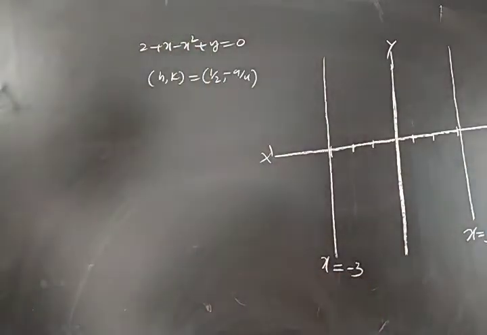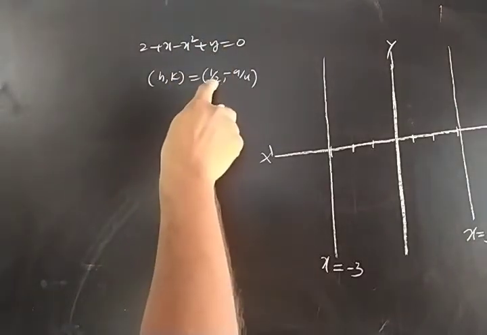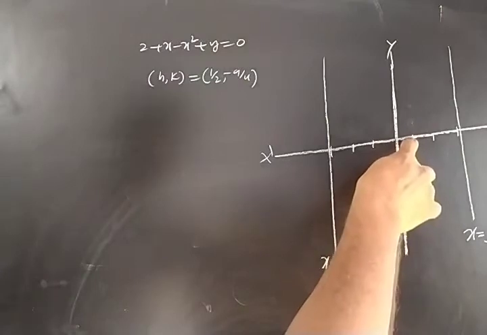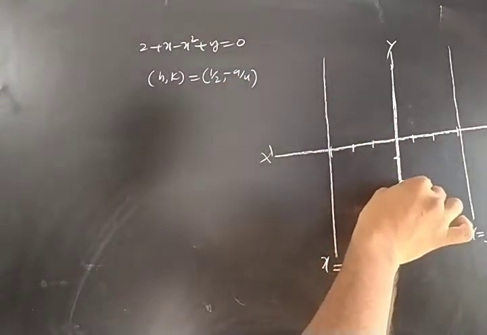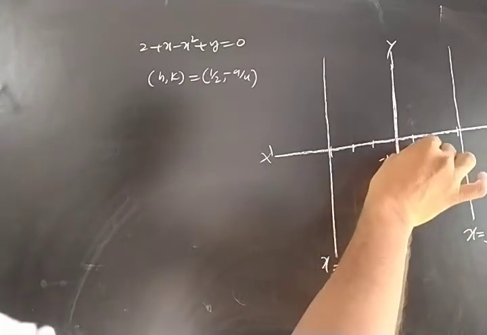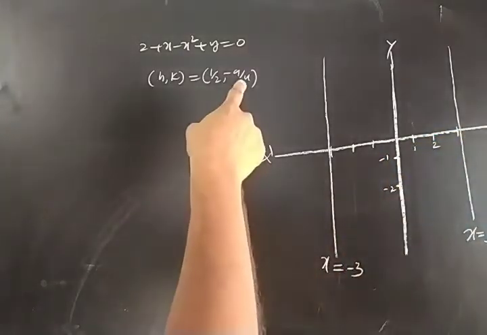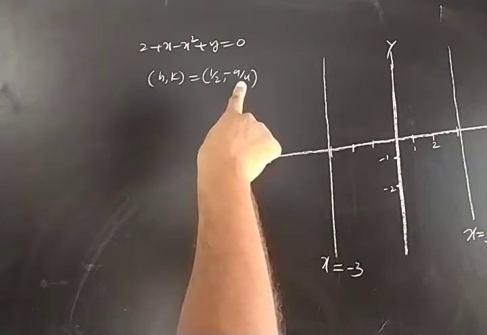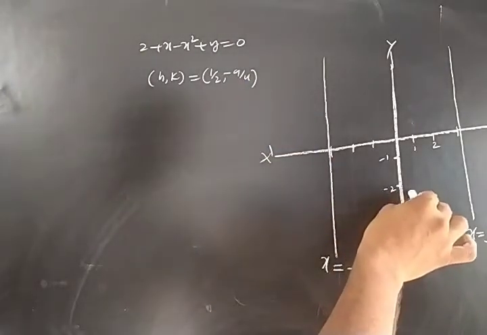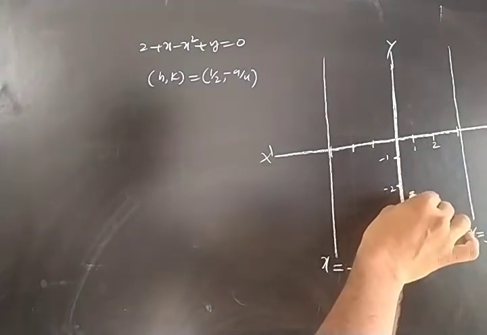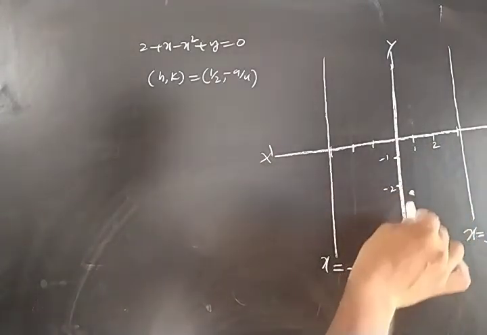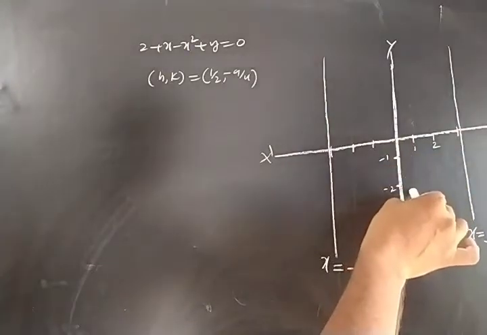Now I have to draw this parabola. So its vertex is lying at 1 by 2, minus 10 by 4. 1 by 2 means 0.5. So this is 0.5. Minus 9 by 4 means this is minus 1, this is minus 2 on the y-axis. Minus 10 by 4 is minus 2.2 something. So here it will be 0.5 on the x-axis and minus 2.2 on the y-axis. So this is the vertex and it opens upward. That means it will be like this.